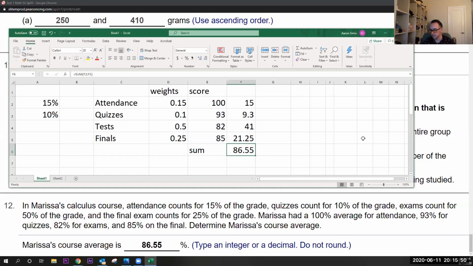So that's like finding her score in the class. Her score is 86.55, which is correct. Yeah.